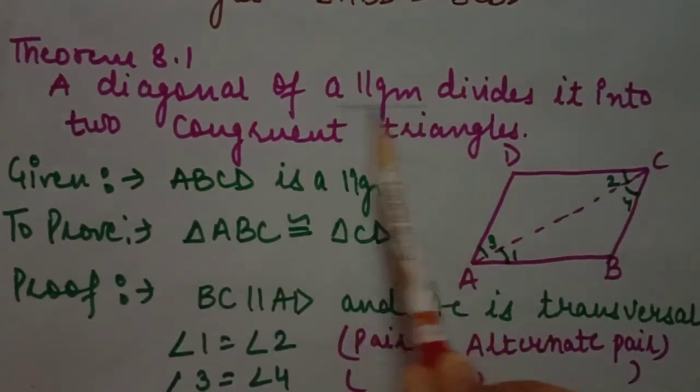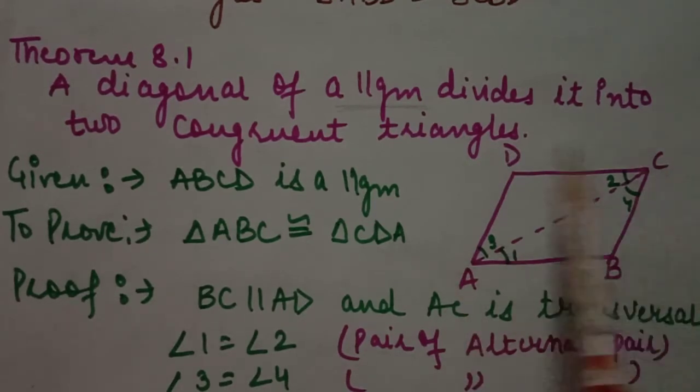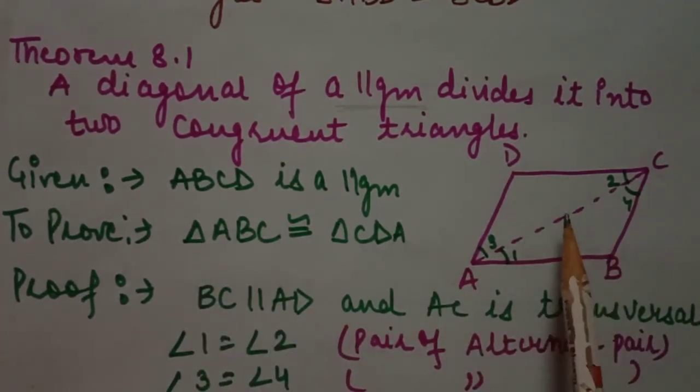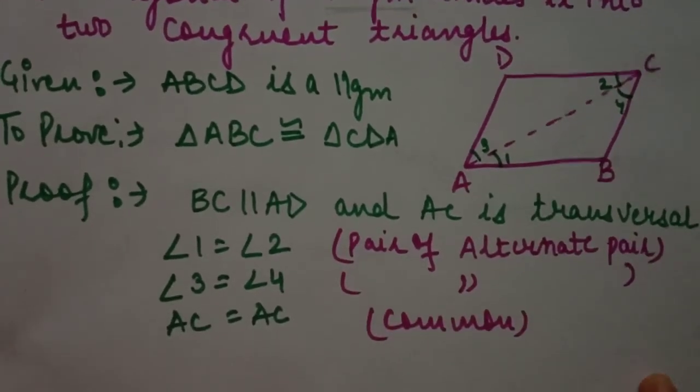It means a parallelogram is given. So students, ABCD is a parallelogram. We have to draw a parallelogram ABCD. Also we have to prove that these two triangles are congruent. So definitely we have to follow a congruency rule. So we need three elements now.